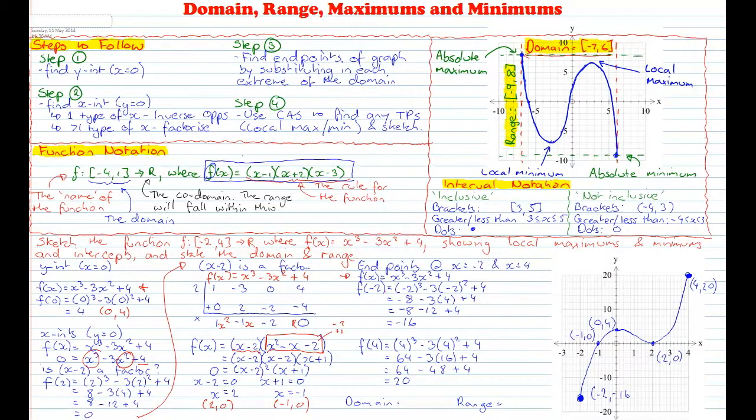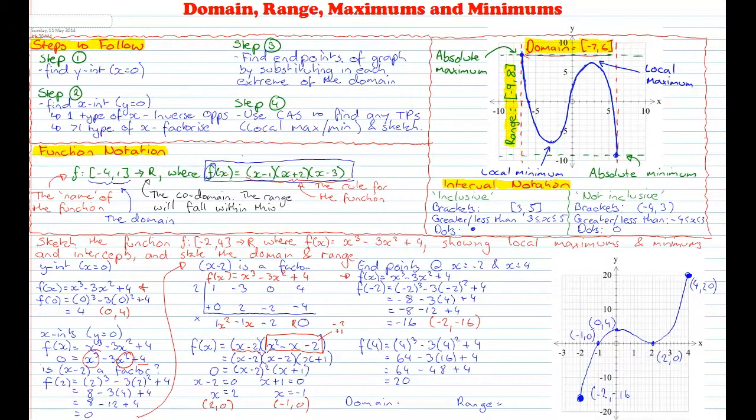So I get f of negative 2 is equal to negative 2 cubed minus 3 times negative 2 squared plus 4. Negative 2 cubed is negative 8. Negative 2 squared is 4. And then you're going to get negative 8 minus 3 times 4, well, negative 3 times 4 is negative 12. So you get negative 8 minus 12 plus 4, well that's equal to negative 16. So therefore the coordinate of that endpoint is going to be at negative 2, negative 16.